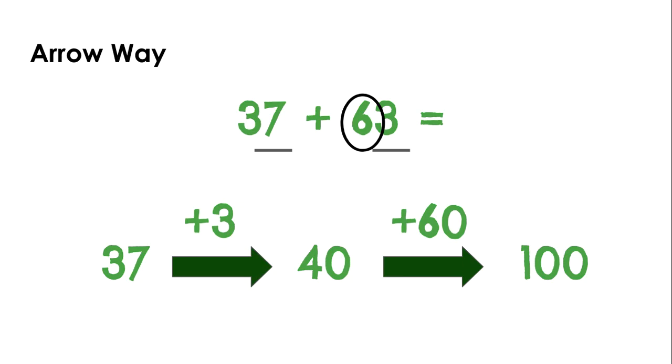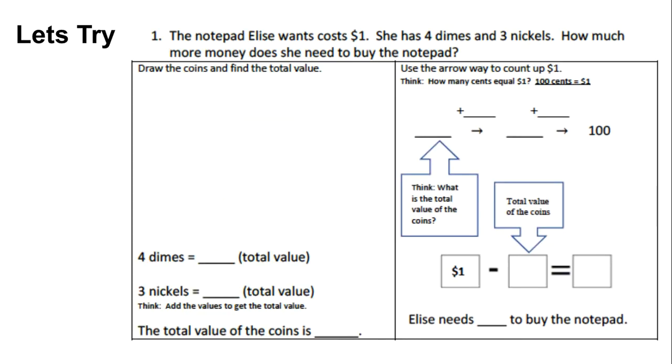All right. So now that you have the tape diagram and arrow way down pat, you're going to get your DCPS packet and go into the Let's Try section. I'm going to solve those first two problems with you before I send you off for your problem set. So, the first question. The notepad Elsie wants costs $1. She has 4 dimes and 3 nickels. How much more money does she need to buy the notepad?